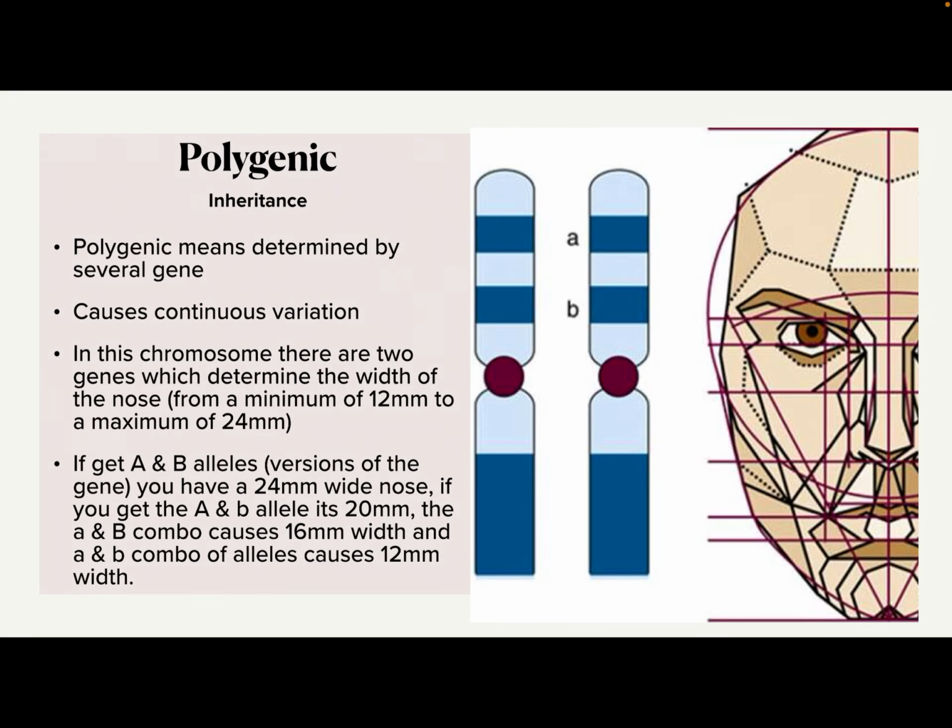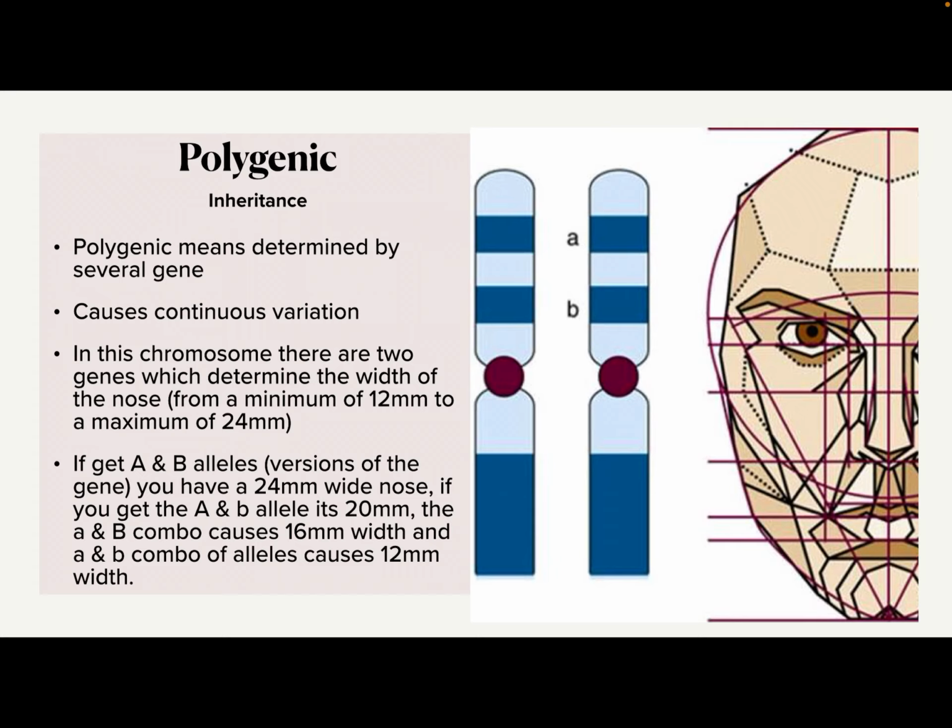Polygenic is more complex. Now in this example here, let's keep it simple and say there's just two genes. So as soon as it's more than one, it's not single gene, it's polygenic. So say for example this chromosome, there's two genes which determine the width of the nose. So imagine it's a minimum of 12 millimeters to a maximum of 24 millimeters. Now even in this simple version, when there's only two genes involved, you could either have a capital A and a capital B version of the gene. We call these alleles, which we'll use more soon.